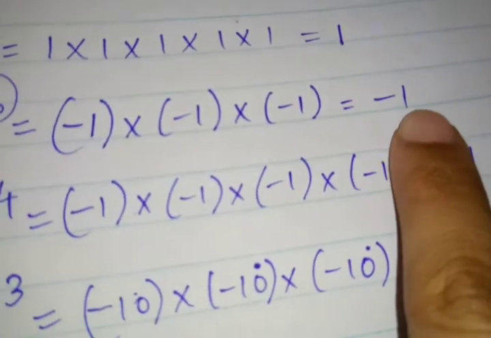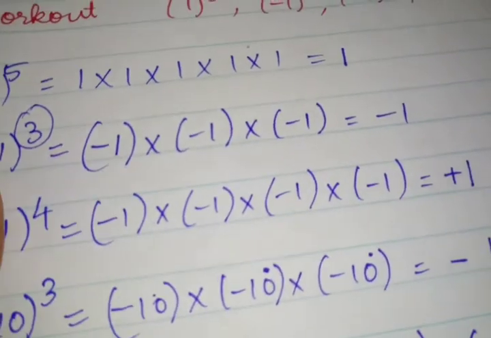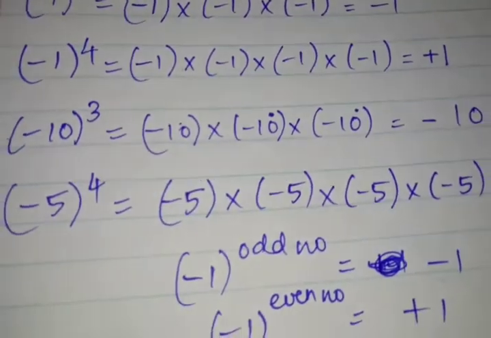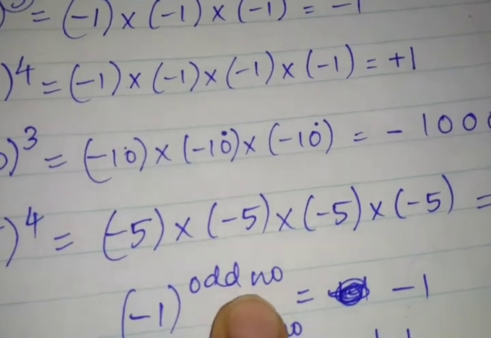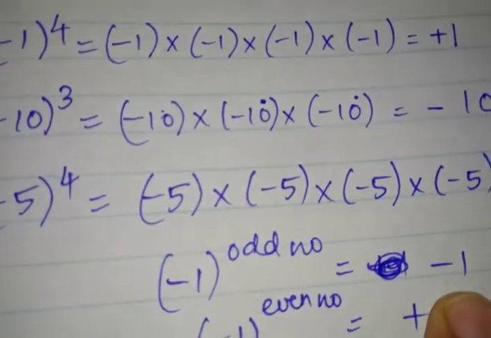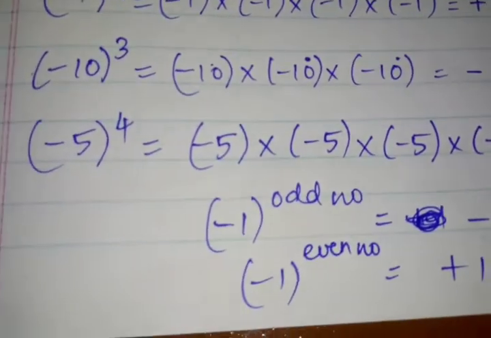So the answer which you are getting is minus 1. So instead of writing like this, you can directly write it. Minus 1 the whole power odd number will be minus 1. Always the answer will be minus 1.